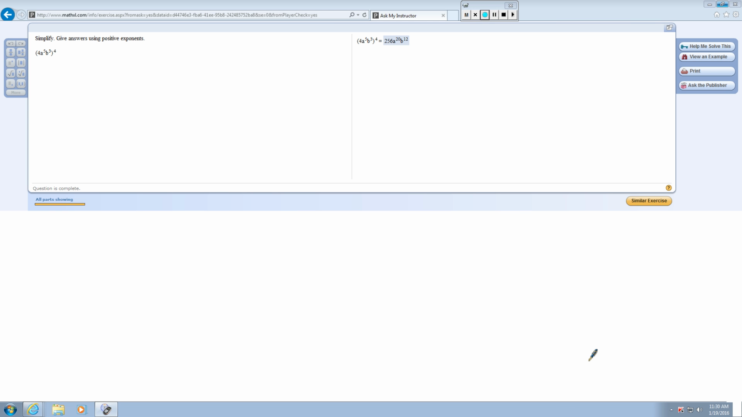A to the n over a to the m, raised to the negative w power. If I want to get rid of that negative w power and make it a positive w, I flip the inside. And that will give me a to the m over a to the n raised to the w power.